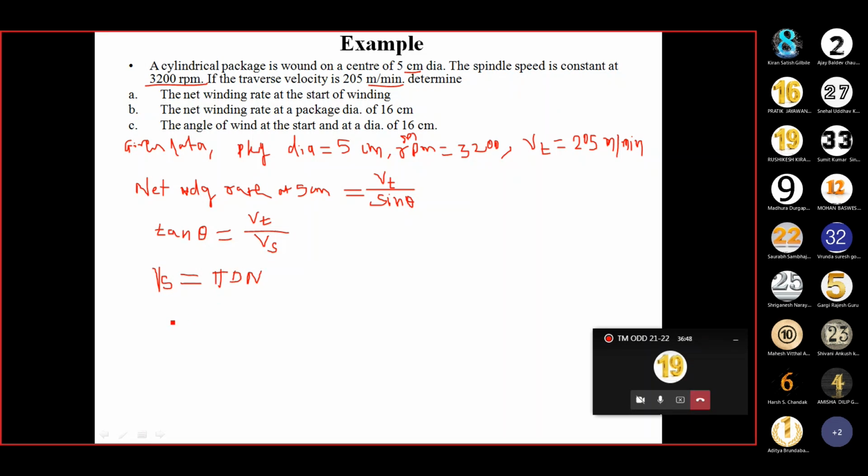So first of all, we'll calculate the Vs. Vs is equal to pi into 5 by 100 centimeter, no? 5 by 100. We are converting into the meter, into this 3200.